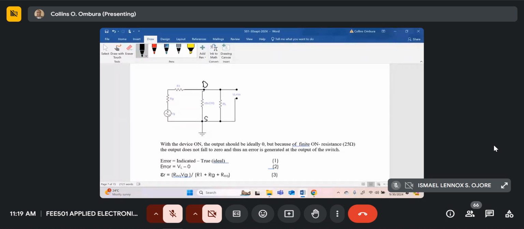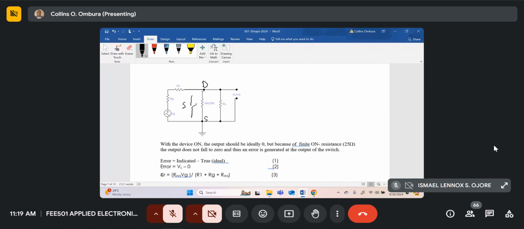So ideally, remember, RDS is your switch. This point here represents your switch. Ideally, when the switch is closed or the FET is on, the output voltage should be 0. It should be a short circuit. But the FET is not an ideal device. It's got a finite RDS on. So that will generate an error in the output.